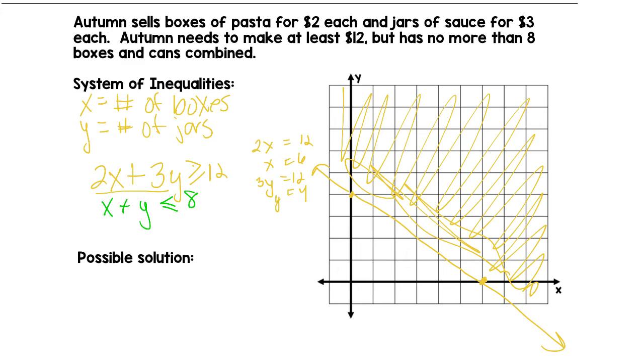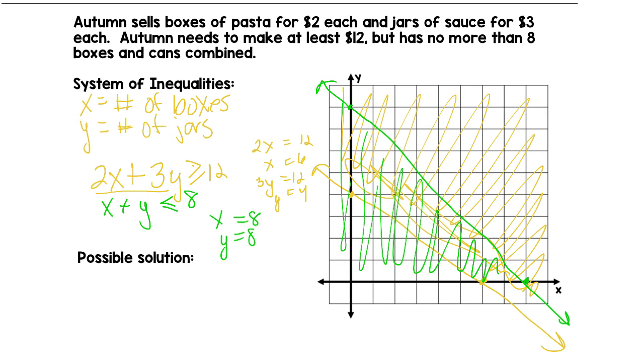Same thing with x plus y is less than or equal to 8. We make x equal 8 and put a dot right here. And we also have y equals 8 and a dot right here. Oh, that line's awful. Don't judge me. This one is less than, so we shade below. And where our shadings overlap is where the solution lies.